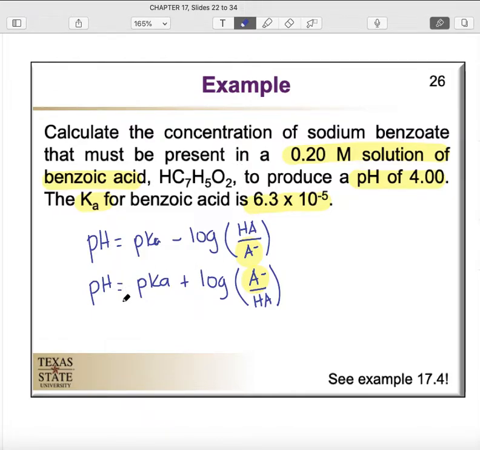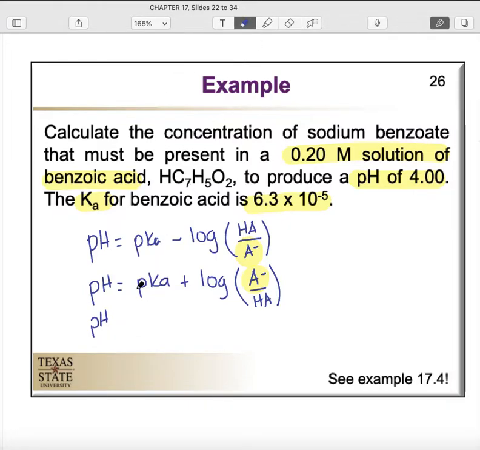So from there, the next thing that I'm going to be doing is that I'm going to move the pKa to the other side. Since it is adding to the log, it will come and subtract on this side. So what I have is that pH is equal to, pH, oops.